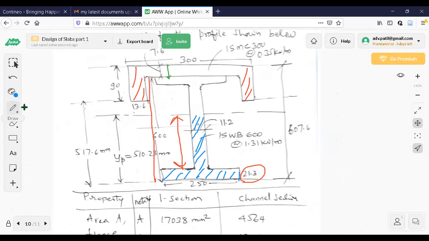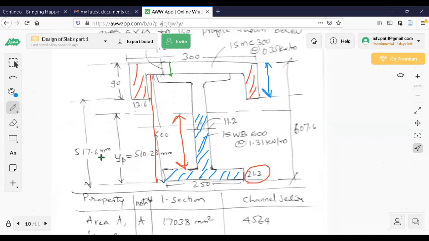From that you subtract this height, you remove this. Total 607.6 minus 90, you will reach this height, which is calculated as 517.6. Slightly more, it is 510, it is 517. Roughly, there is a gap of 7 mm, maybe less than that, because of 0.6 and 0.23.